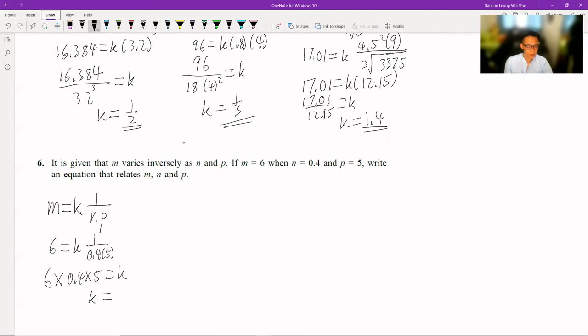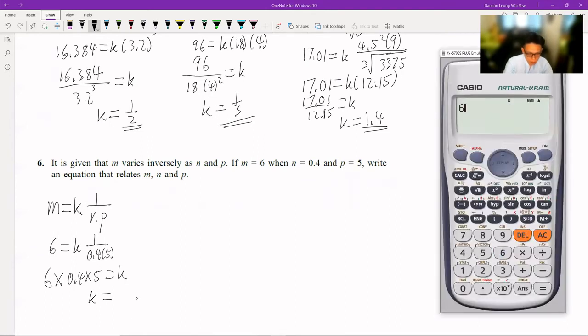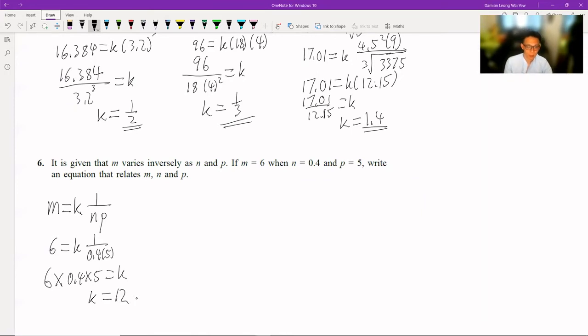K will be 6 times 0.4 times 5. I get 12. Put back into the equation. So k times this means k will multiply the 1. So it's k over np, means k is 12. So m is 12 over np. Yeah, it's just like that. That's the equation.